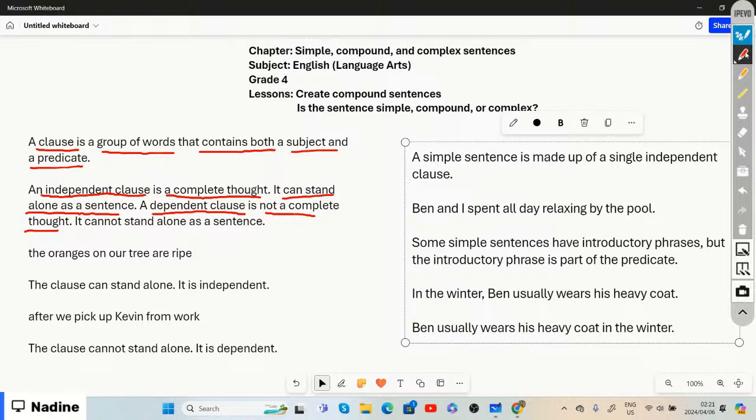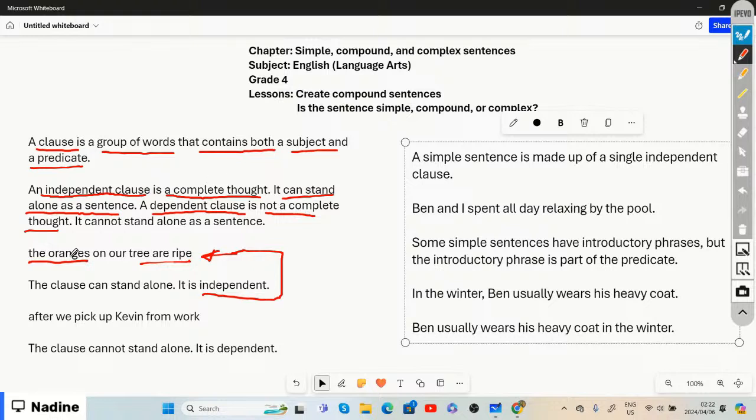So we said that a dependent clause cannot stand on its own. If we look at the next sentence, the first sentence: the oranges on our tree are ripe. The oranges is our subject, and on our tree are ripe is our predicate, which means that this sentence is an independent clause, and it can stand alone.